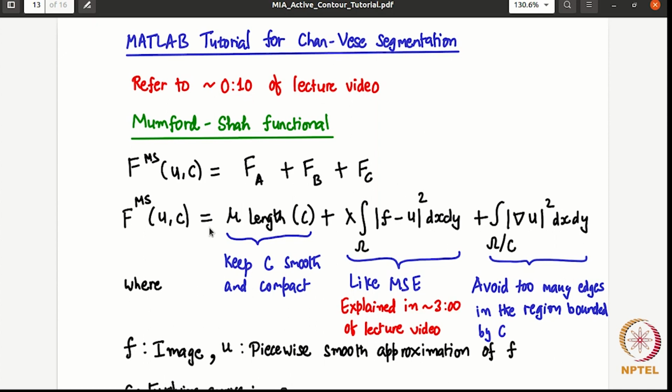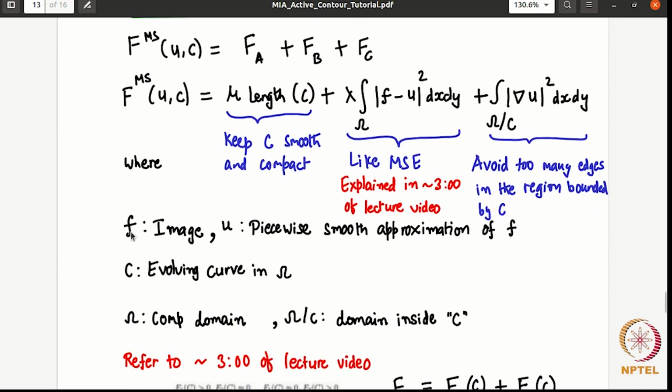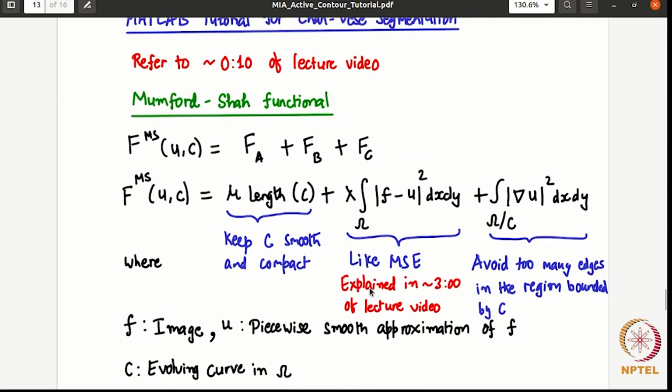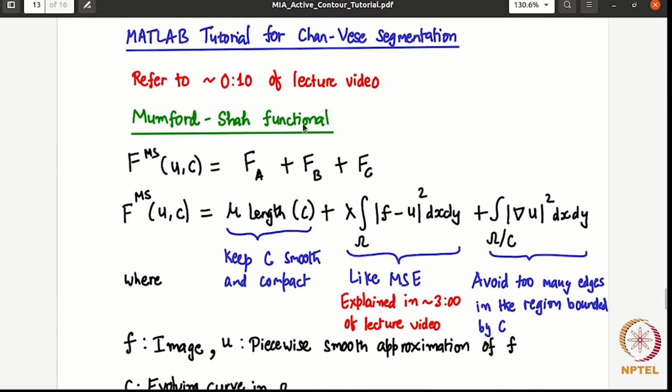So here, f is an image, small f, and u is its piecewise smooth approximation, and c is an evolving curve in gamma, some computational domain, right? And also omega over c represents the domain inside c, right? So with this notation, the formula of the Mumford-Shah functional looks like this.